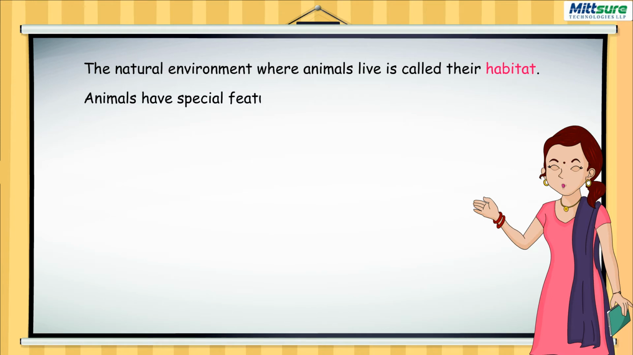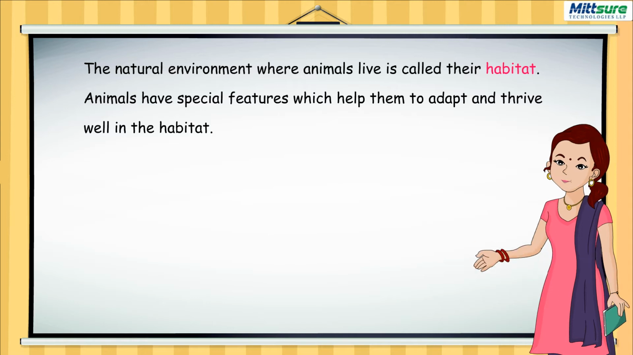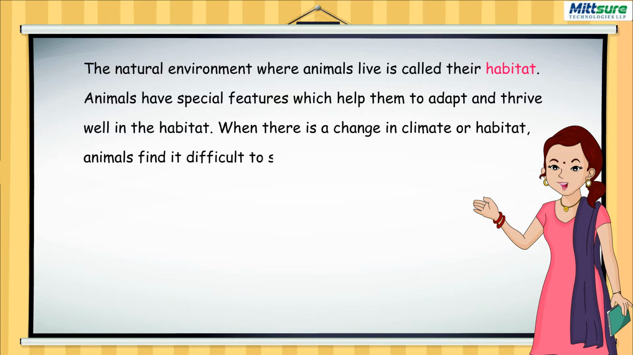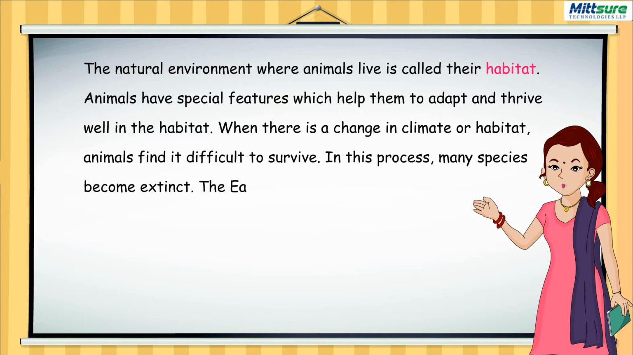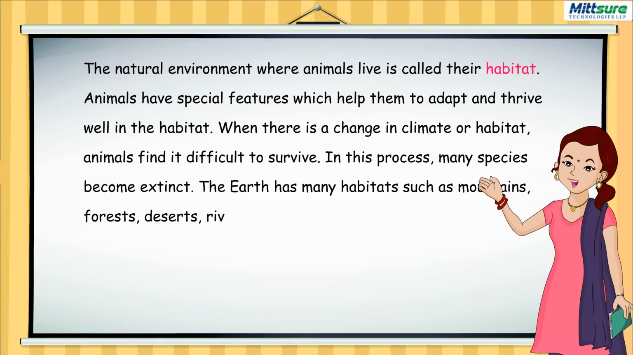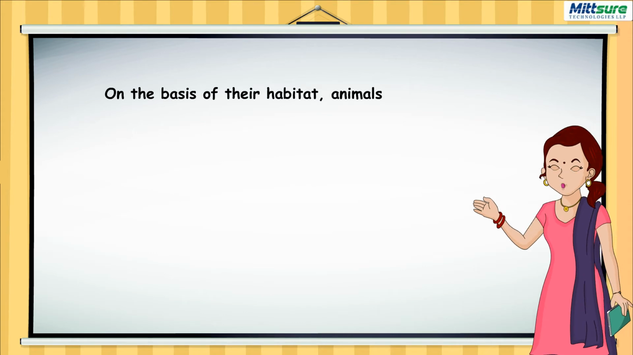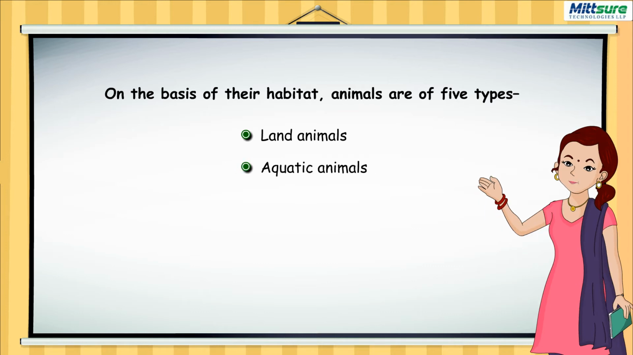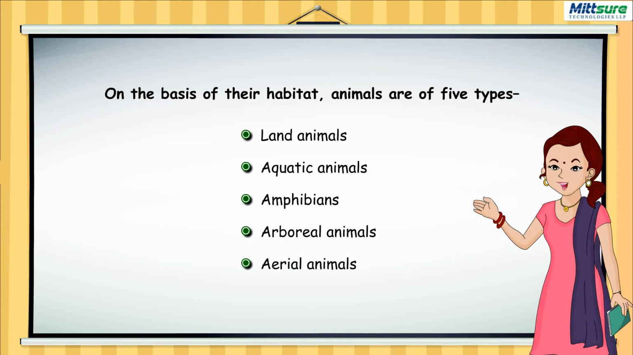Animals have special features which help them to adapt and thrive well in the habitat. When there is a change in climate or habitat, animals find it difficult to survive. In this process, many species become extinct. The earth has many habitats, such as mountains, forests, deserts, rivers, seas, and oceans. On the basis of their habitat, animals are of 5 types: land animals, aquatic animals, amphibians, arboreal animals, aerial animals.